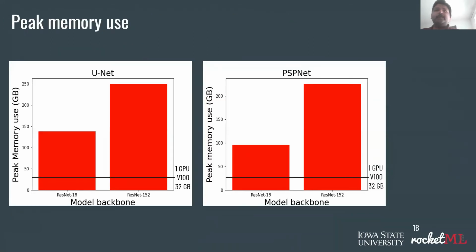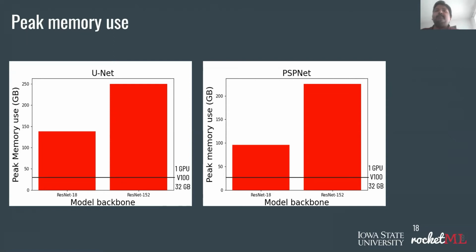Here we show the peak CPU memory used for the 2 different segmentation models. For the UNet model, the ResNet 18 backbone used 137 GB memory, and the ResNet 152 backbone used 250 GB of memory. For the PSPNet model, the ResNet 18 backbone used 96 GB of memory, and the ResNet 152 backbone used 225.6 GB of memory.